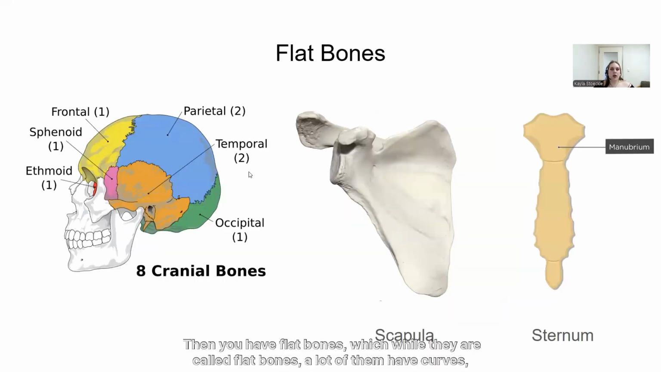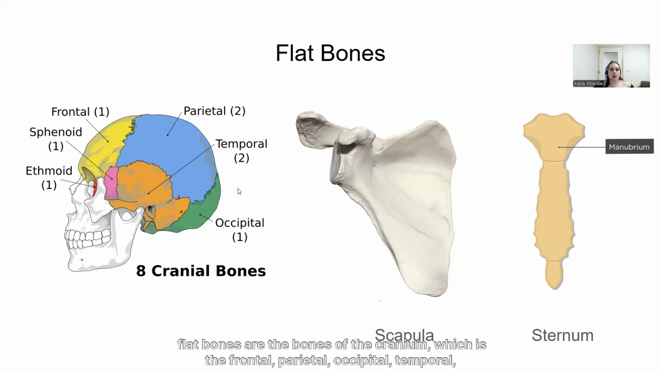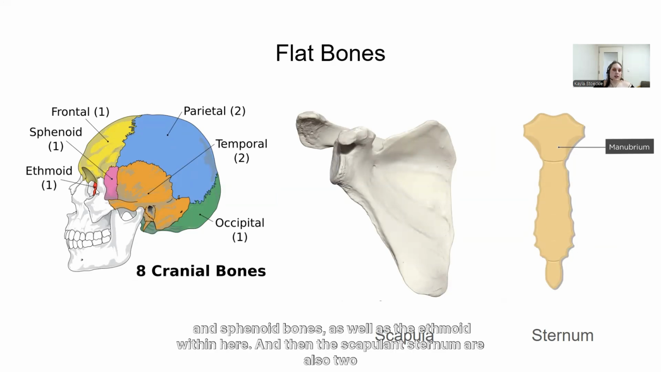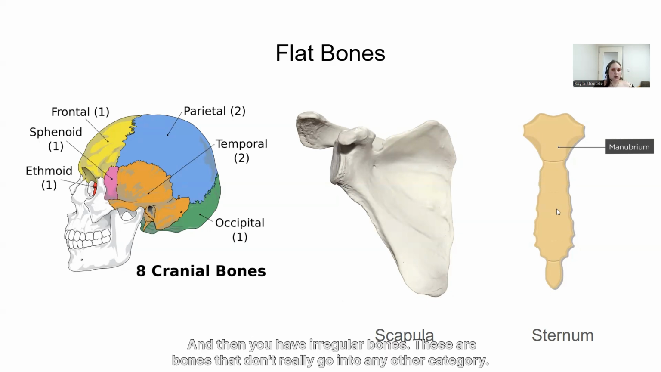Then you have flat bones, which while they are called flat bones, a lot of them have curves, but they're mostly defined as having both compact and spongy bone. They typically have two layers of compact bone with spongy bone in between, almost like a sandwich. And so some examples of these flat bones are the bones of the cranium, which is the frontal, parietal, occipital, temporal, and sphenoid bones, as well as the ethmoid within here. And then the scapula and sternum are also two other types of flat bones. You have many different types within your body. These are just some examples.